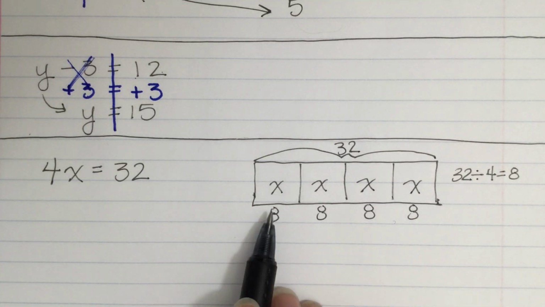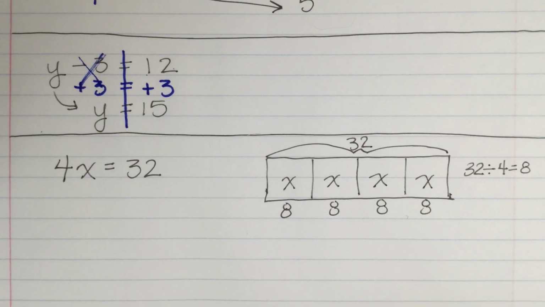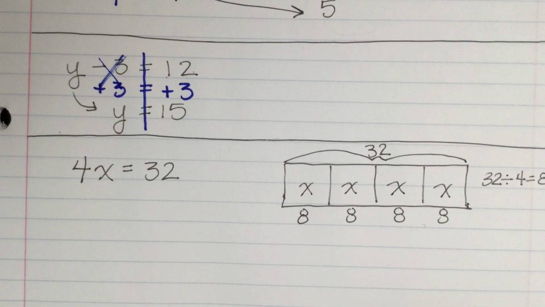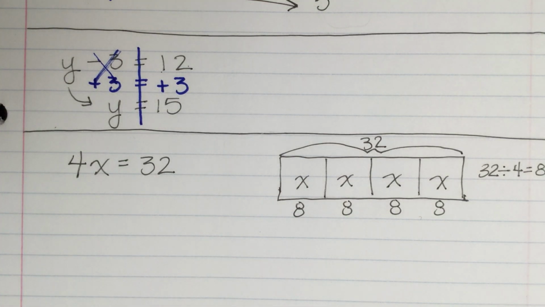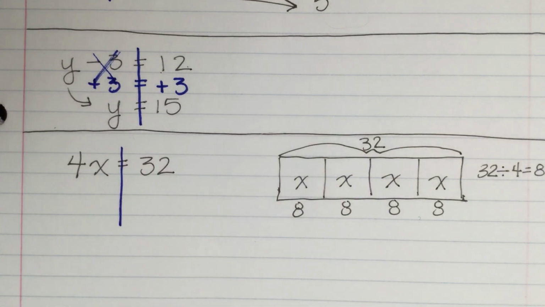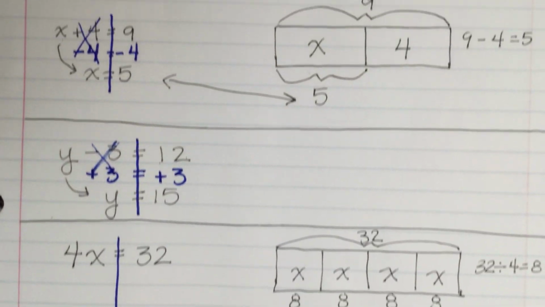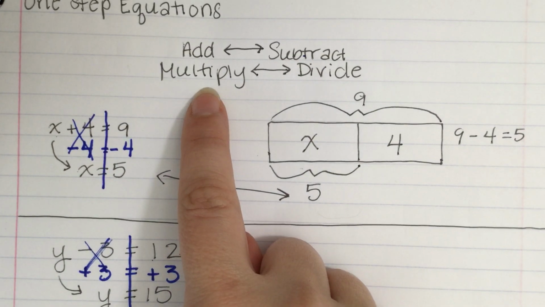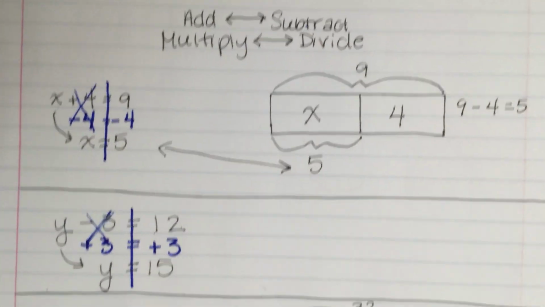Okay, and if you go back and check that and you do 8 plus 8 plus 8 plus 8, you should get the total of 32. So coming back over here, I want to show that using my algebra. So same as before, even though it's multiplication, now I want to draw that line. We have 4 times x, and if we go back up to the top and we look at our inverse operations, we were using multiplication, so the inverse of that is going to be to divide.